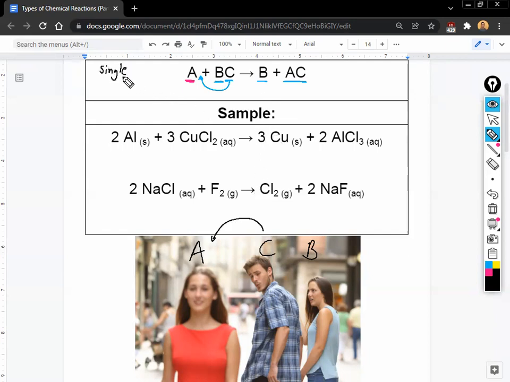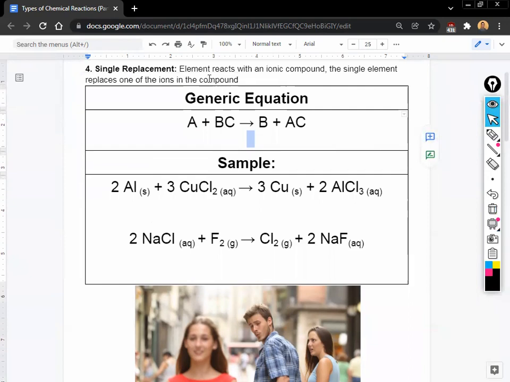Okay. So that's what a single replacement reaction is. Okay, it's when an element reacts with an ion of a compound, and the single element replaces one of the ions. Basically, one part of one of the molecules is going to switch onto the other molecule.